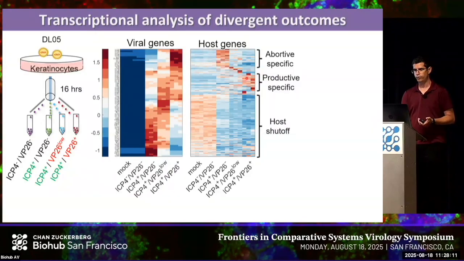We have this group of host genes that are only activated in the productively infected cells. And we have quite a large group of genes, about 500 host genes, that are upregulated in these abortively infected cells.